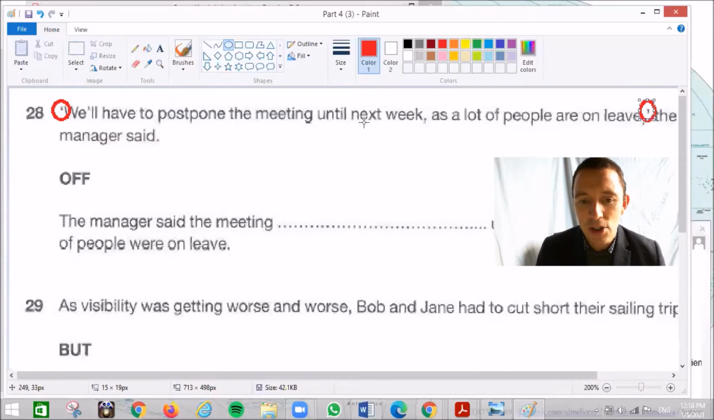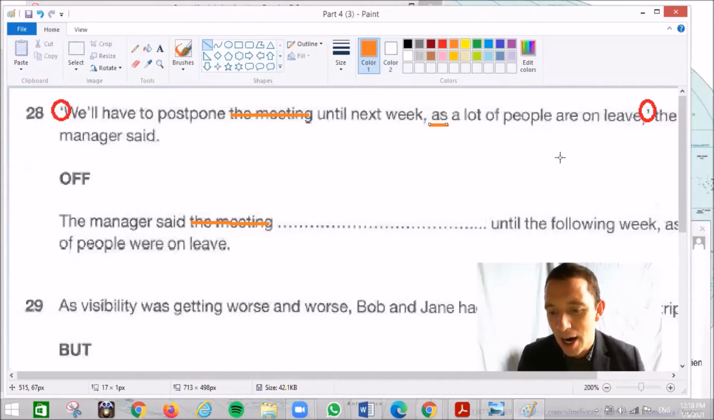Okay, so let's look at the sentence. We'll have to postpone. So we continue with the same structure. The meeting. So we can eliminate the meeting, and we can eliminate the meeting until next week, as here it has the significance of because. Okay, so as is usually como in Spanish, but here it really means because. Okay, so I'm going to move here. As a lot of people are on leave.